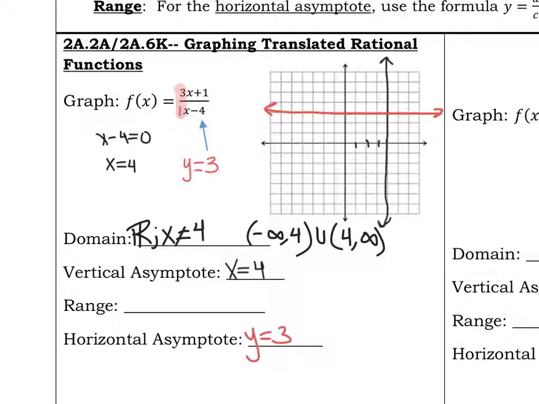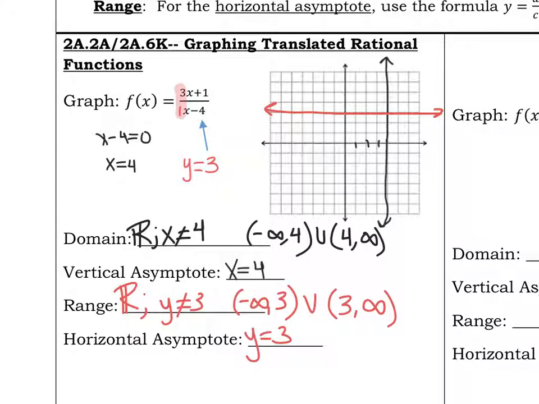So my range is going to be all real numbers except y cannot equal 3. Again, negative infinity to 3, because it can be any number there, but it can't be 3, which is why we use parentheses, union 3 to infinity. I'm going to show that one just one time. Otherwise, I'm just going to use all real numbers except this number.